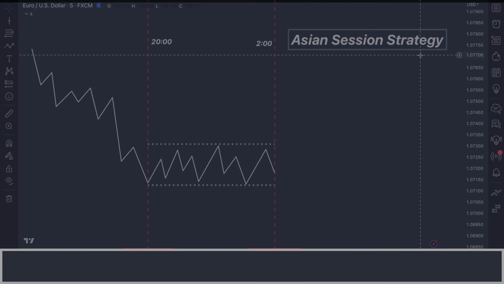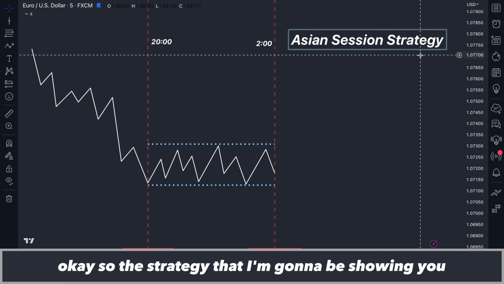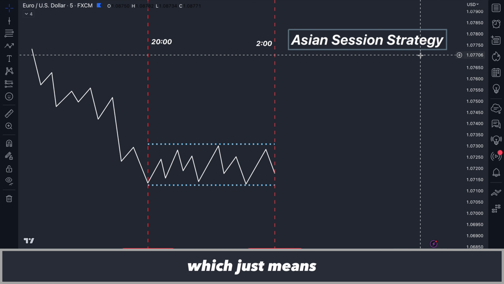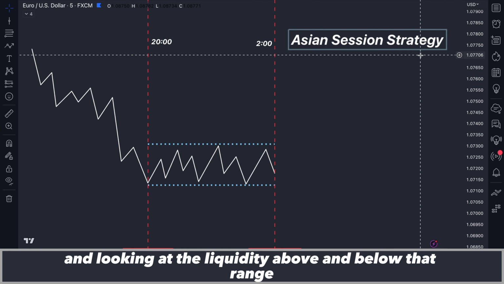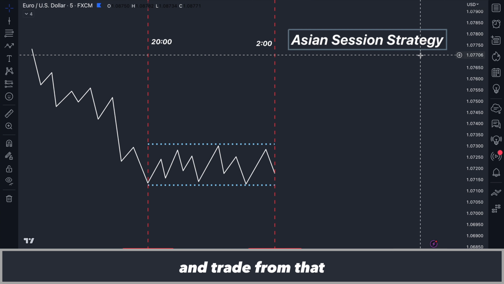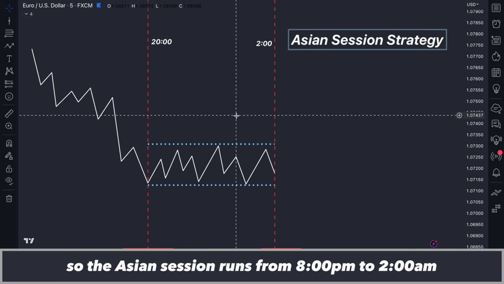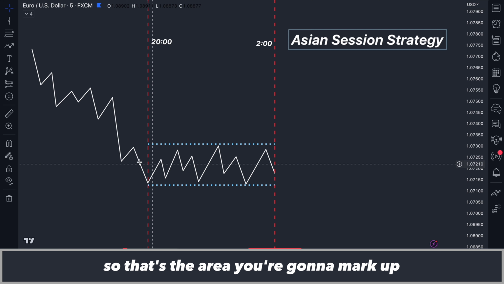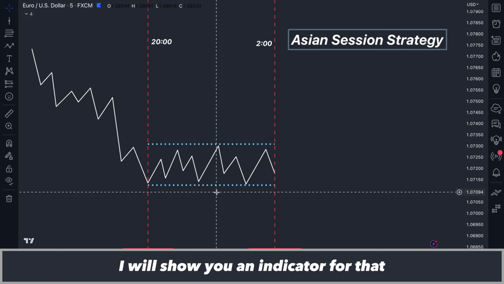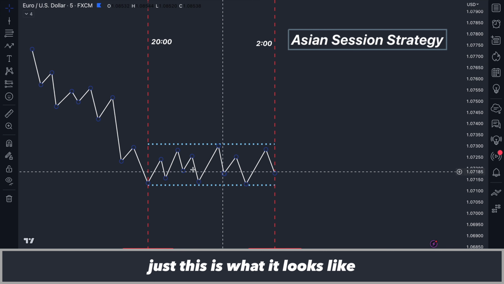But let's get into it. Okay, so the strategy that I'm going to be showing you is an Asian session strategy, which just means that we're going to be looking at the Asian range and looking at the liquidity above and below that range and trading from that effectively. So the Asian session runs from 8 PM to 2 AM New York time. So that's the area you're going to mark up. I will show you an indicator for that when we get into the live charts, but for now, this is what it looks like.